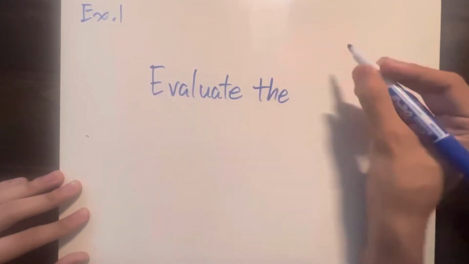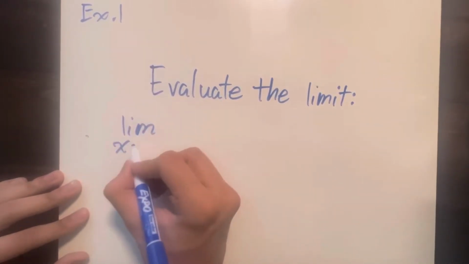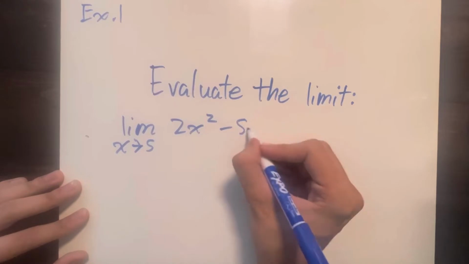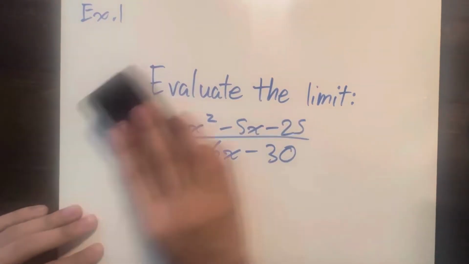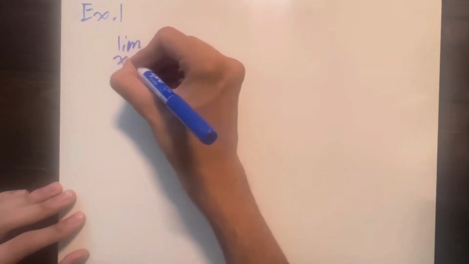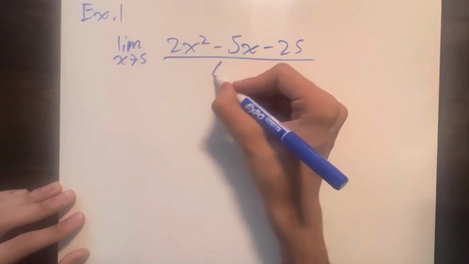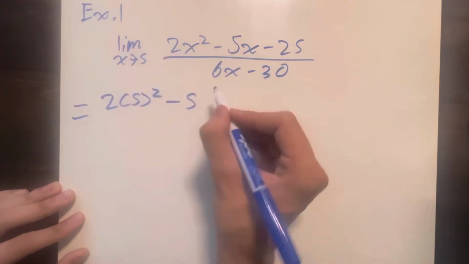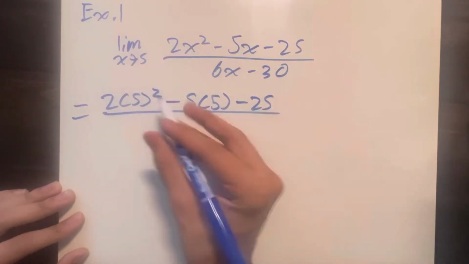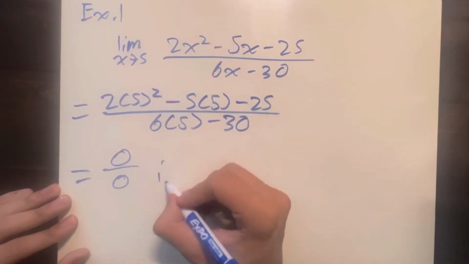Let's take a look at problem 1. Evaluate the limit of 2x squared minus 5x minus 25 over 6x minus 30 as x approaches 5. First, take the limit by plugging in 5 for x. You should get 0 over 0, which is an indeterminate form.